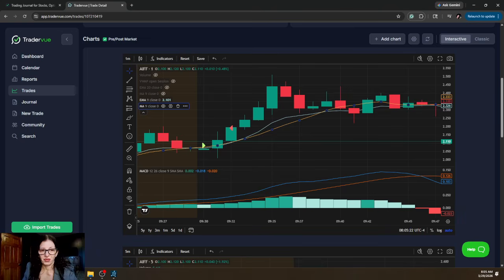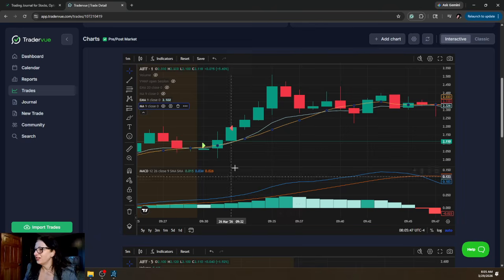So now let's get to the part that really matters. How do you read it? Okay, the first thing that I look at is how is the price of the current candle relative to the 9 EMA? That's really important because if the price is above the 9 EMA, that is a bullish signal. If the price is below the 9 EMA, that is a bearish signal.